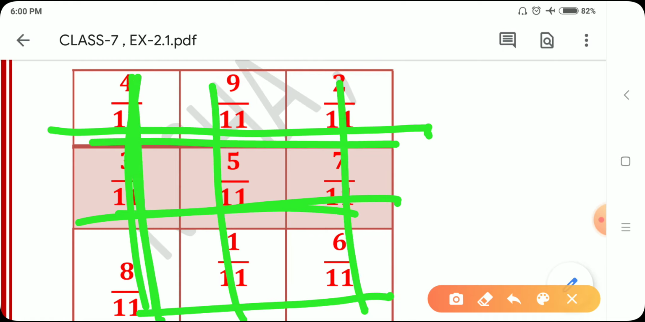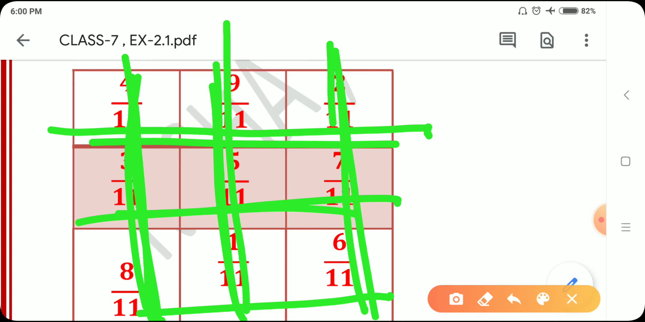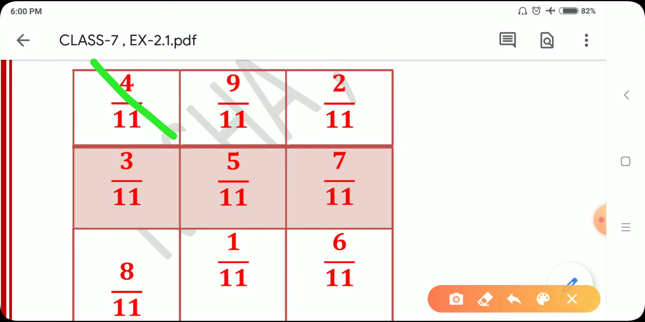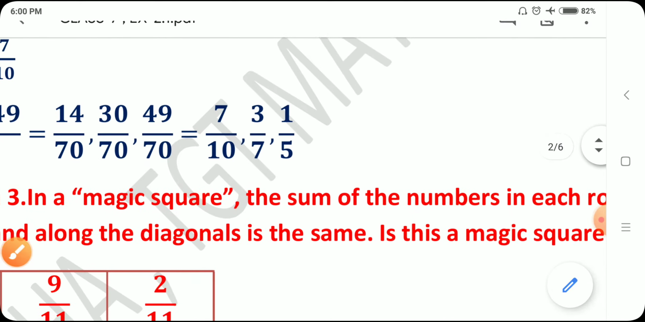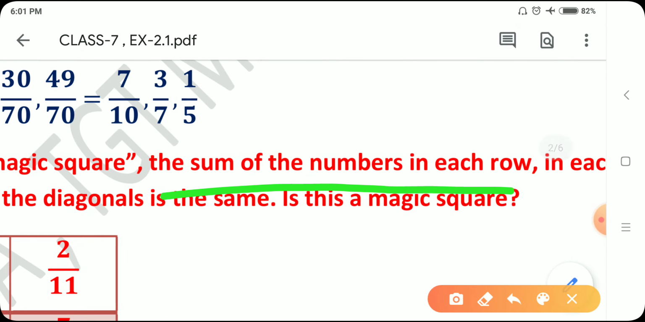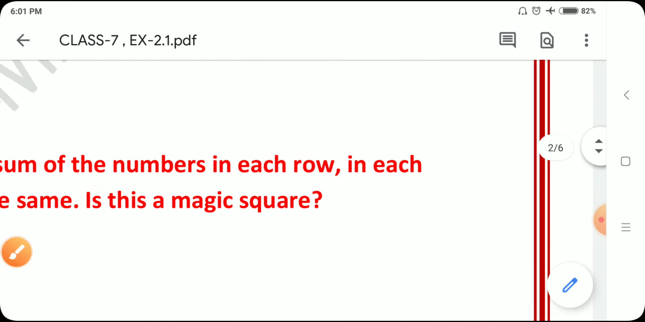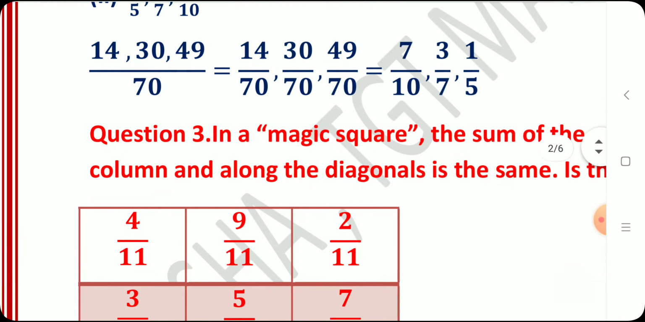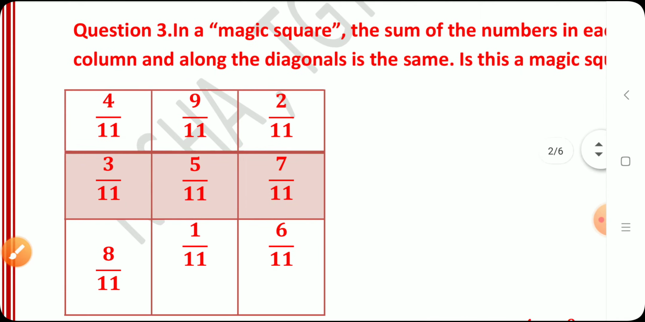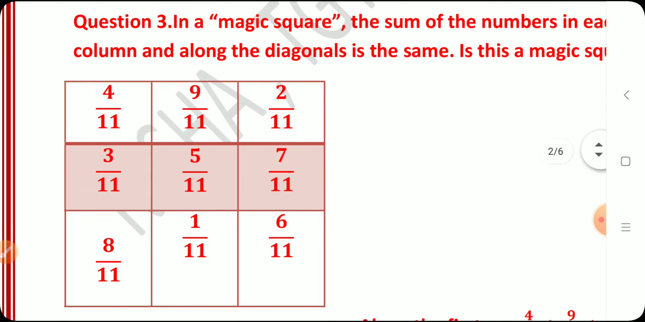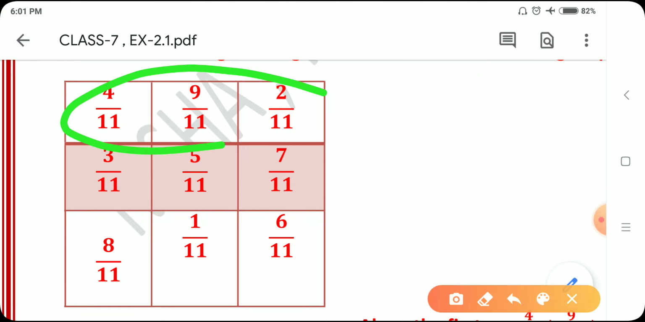This is what you get when you add like this, and this is column wise you add. And it is like diagonals. When the sum of the numbers in each row, in each column and along the diagonal is the same, then this is known as a magic square. So we have to check whether it is a magic square or not.